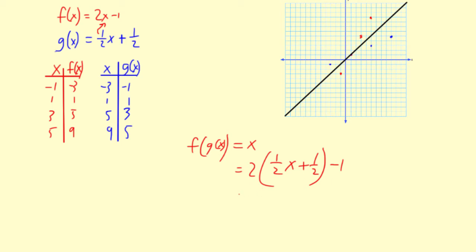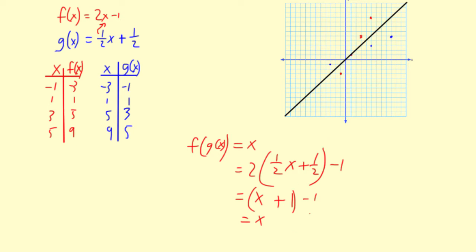So let me distribute the 2 first. 2 times the 1 half, that is simply 1. So I'm going to get an x for this distribution. Plus 2 times 1 half again. 2 times 1 half is 1, so plus 1. So it's x plus 1, then minus 1. Well, x plus 1, then minus 1 just makes x. So f and g are inverse functions.